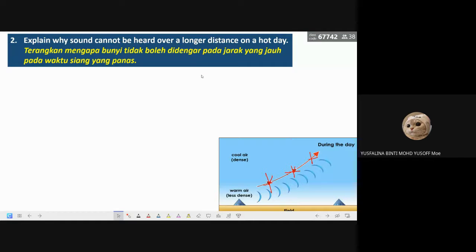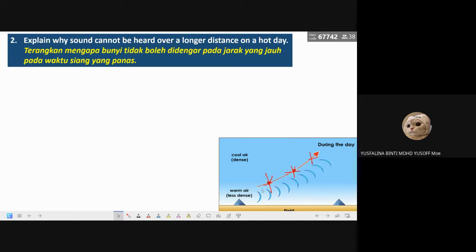Okay, so during the hot day, it said: explain why sound cannot be heard over a longer distance on the hot day. On the hot day, at the lower part of the air layer, there is warm air. Warm air is less dense. The cool air is denser than the warm air.